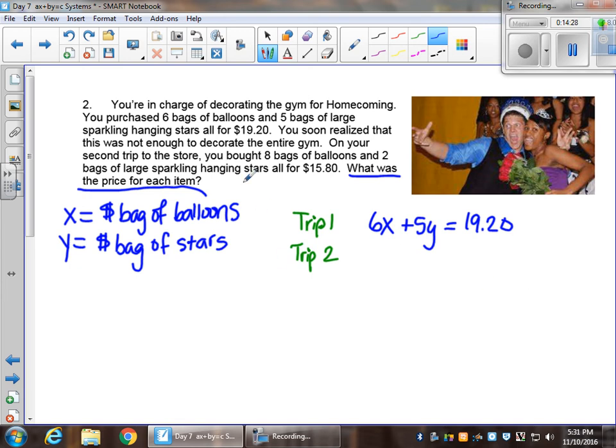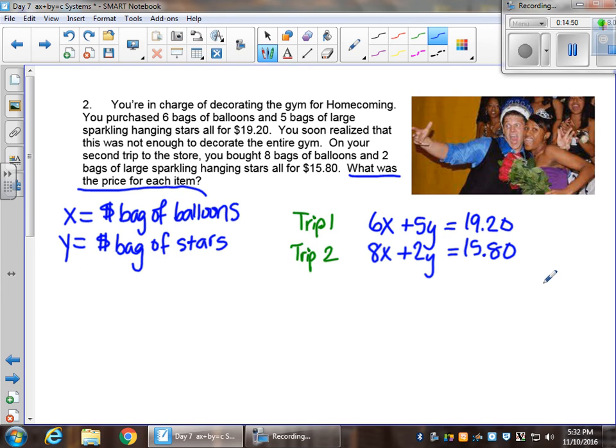Your second trip, you bought 8 bags of balloons, so 8 bags times a cost you don't know, plus 2 bags of stars, and you don't know how much those cost either, but you do know that you spent $15.80. We have our system. We're ready to solve.